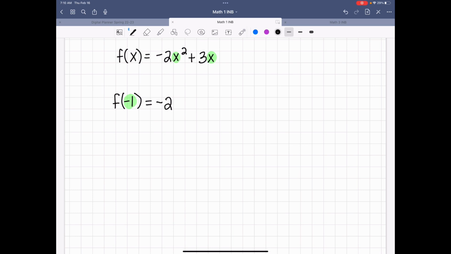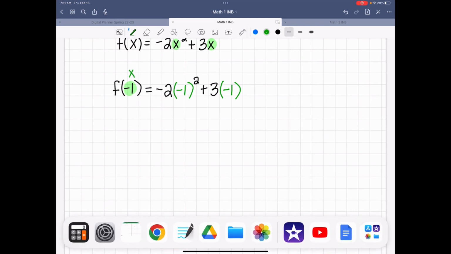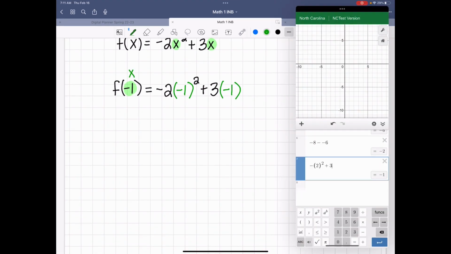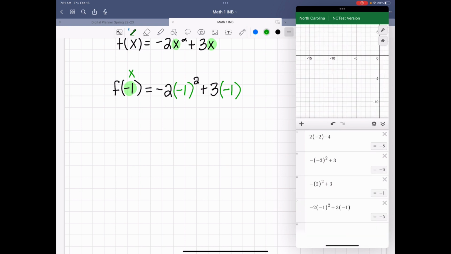So this will be negative 2, and then we're going to plug in negative 1. We're going to square that, plus 3, and then we're going to plug in negative 1 again. Remember, your input is your x, so everywhere there's an x, you plug in that number. And you can type that into Desmos, and we can do negative 2 parentheses negative 1 squared plus 3 times negative 1. And we get an output of negative 5.